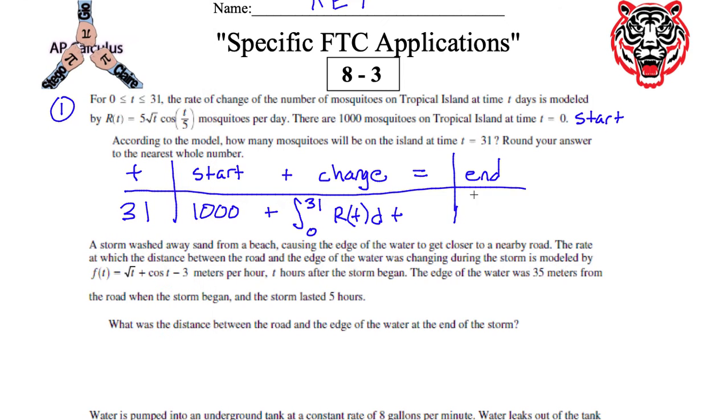964! 964.335. And then it says round your answer to the nearest whole number. So our final answer here in red is going to be 964 mosquitoes. It doesn't say units, but we'll always do units so we don't get the point ever taken off.